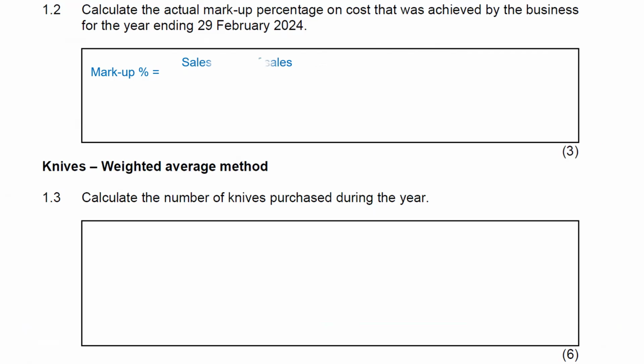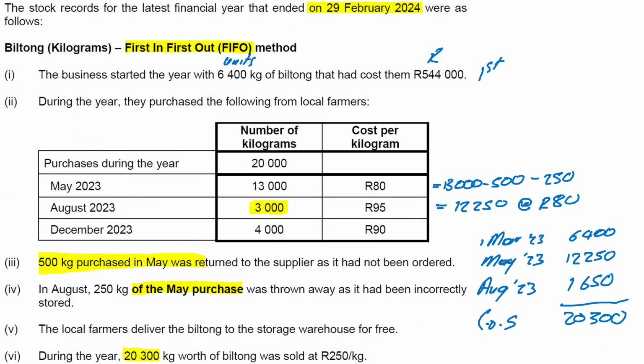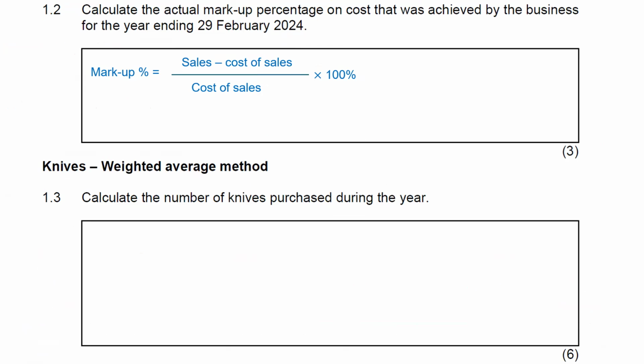How do we calculate gross profit? You take your sales, you minus cost of sales. And all of this will be divided by cost of sales multiplied by 100. Sales were 20,300 units. We sold them at 250 per kg. So to find your sales value, you will take the number of units sold, multiply them by the selling price of 250. Cost of sales, we've already calculated it.